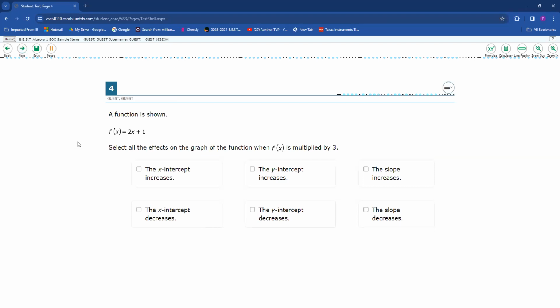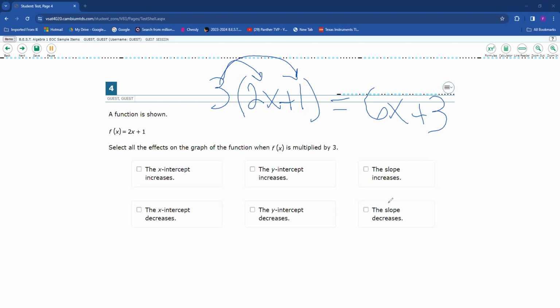Okay, a function is shown, and what's going to happen if we multiply the function times 3? The best thing to do would be to multiply 3 times 2x plus 1. That's going to be equal to 6x, distributive property, 6x, don't forget the 1, plus 3. So we notice here that the y-intercept, which went from 1 to 3, increases, and also the slope, which went from 2 to 6, increases.